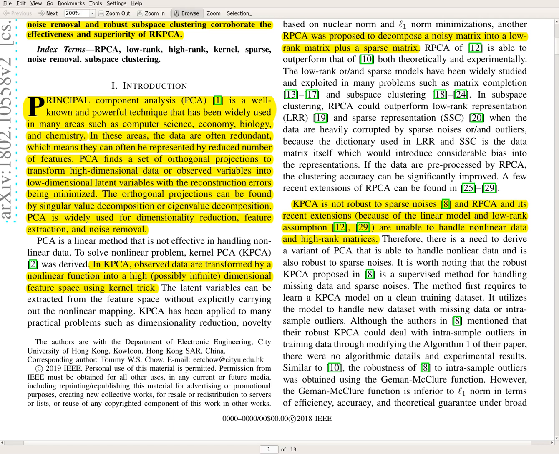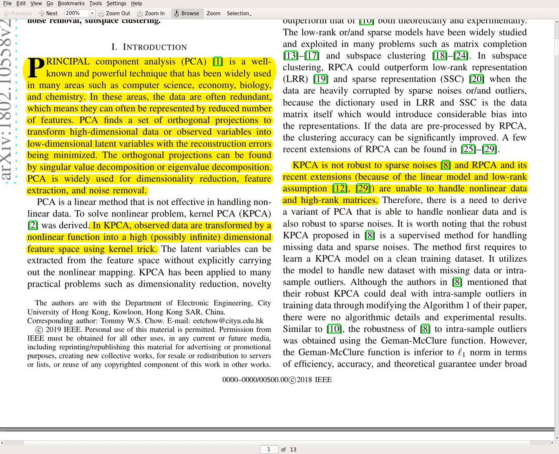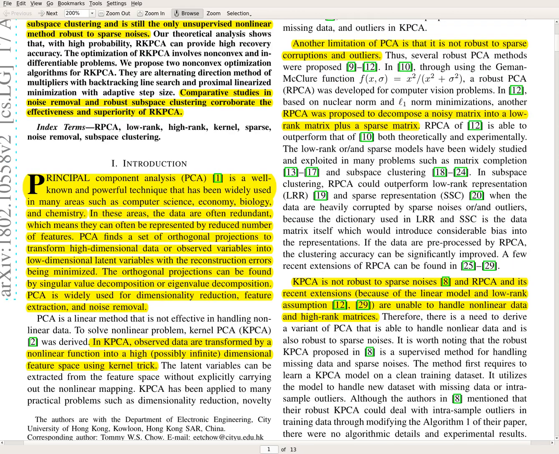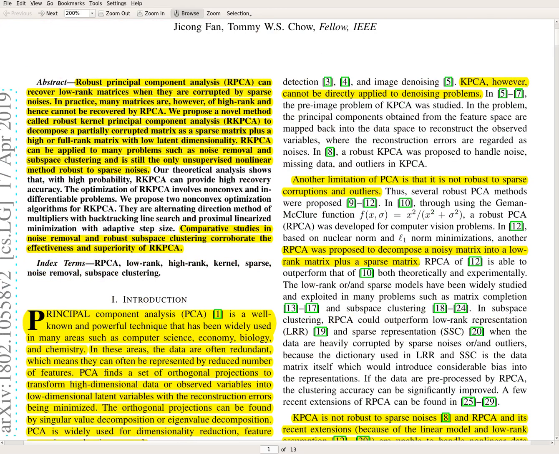Principal component analysis can be done by finding the singular value decomposition or eigendecomposition as well. It's used for dimensionality reduction, feature extraction, noise removal, and so on.